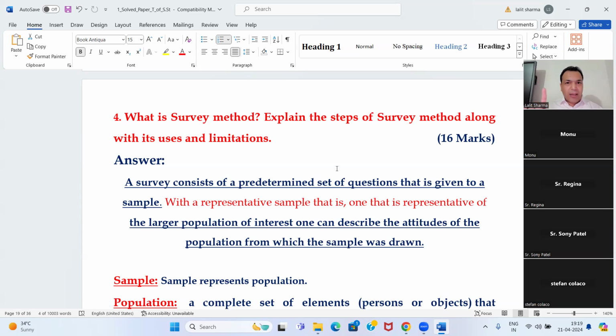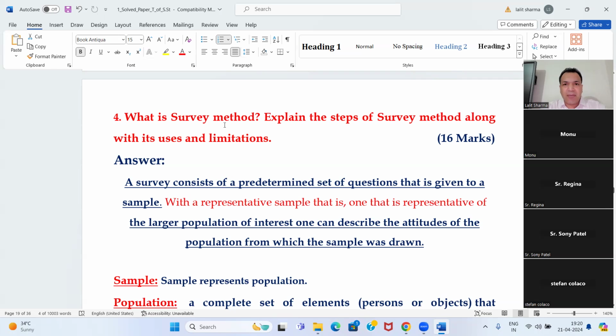And evaluation question is same for all the teaching subjects, either English, either maths, either science, either biological science, SST, right? Next, we talk about what is the survey method. Explain the steps of survey method along with its uses and limitations. ये always आता होता है teaching of SST में mostly, right? Science में भी आ जाता है, right? Teaching of science में भी, biological science में भी आ जाता है.